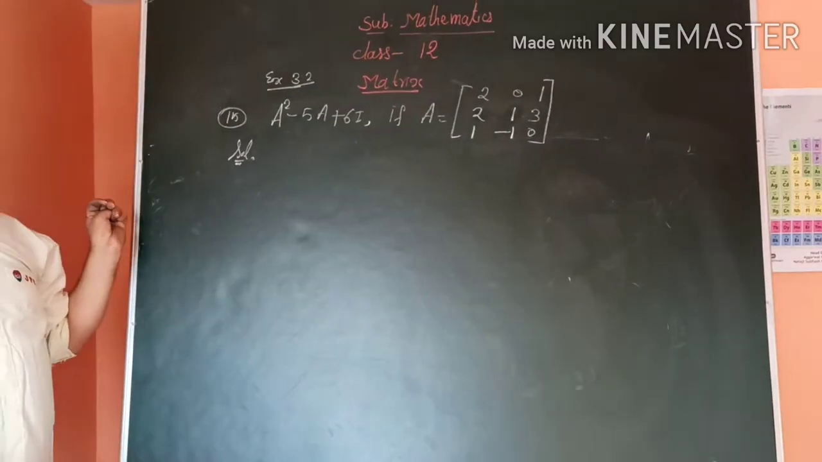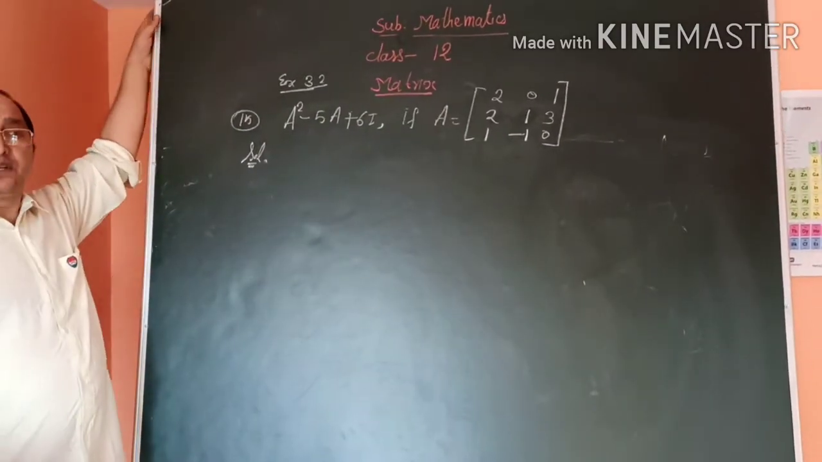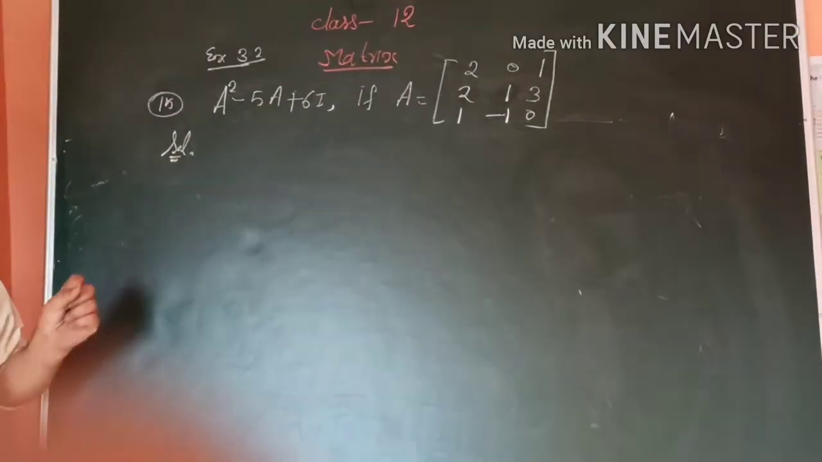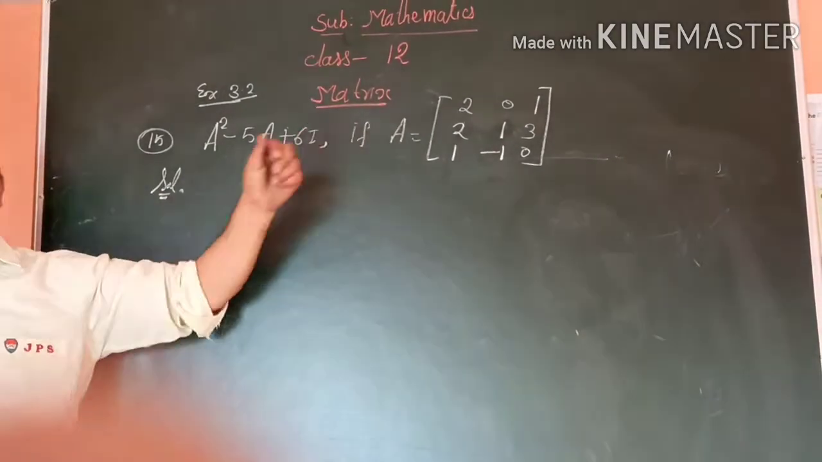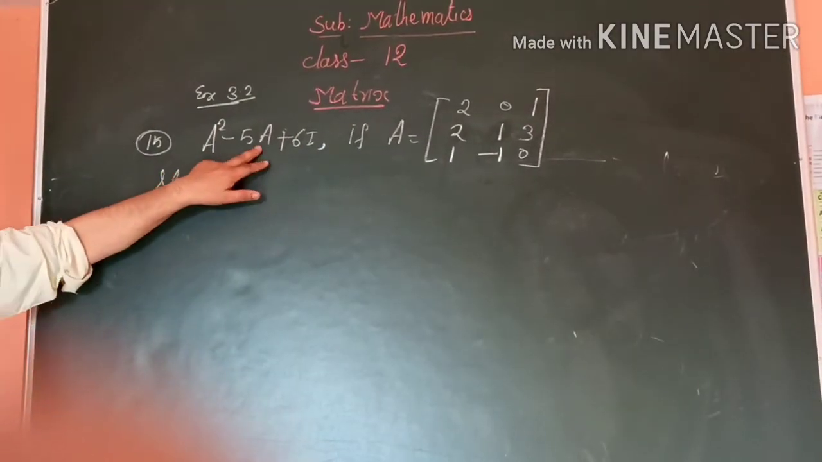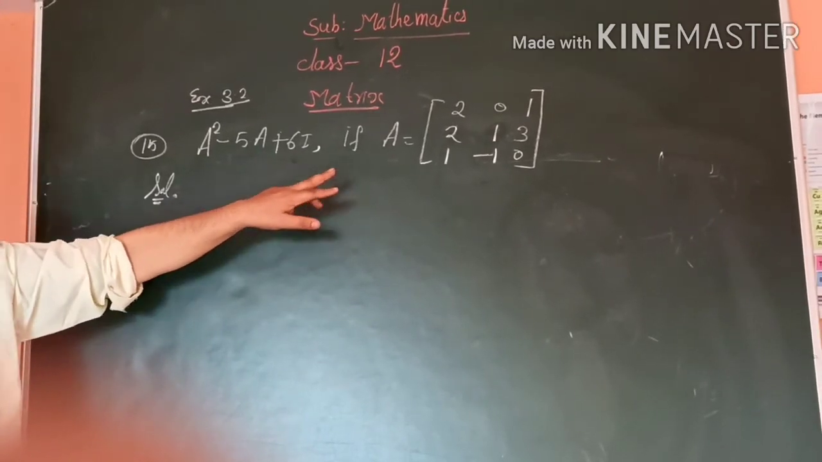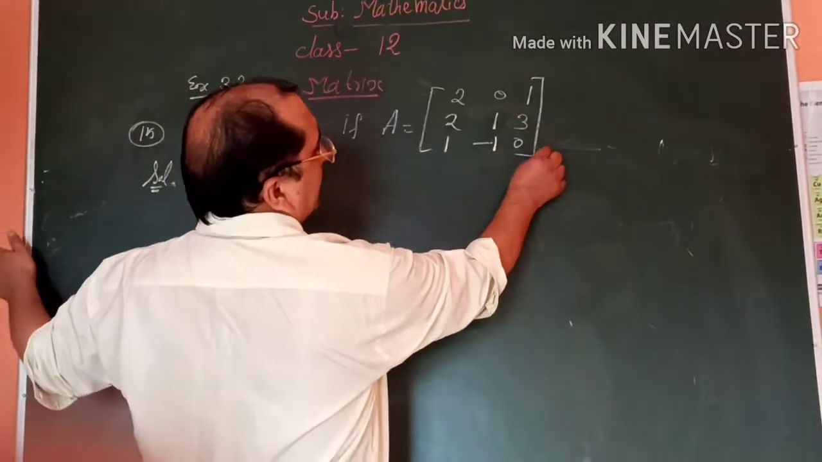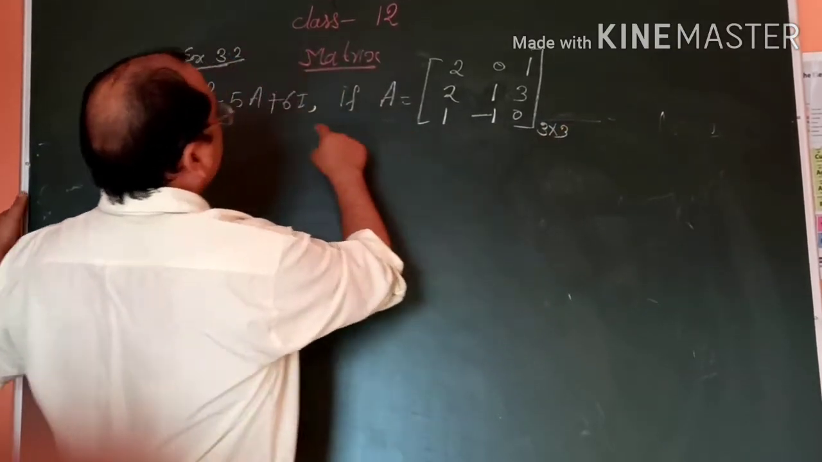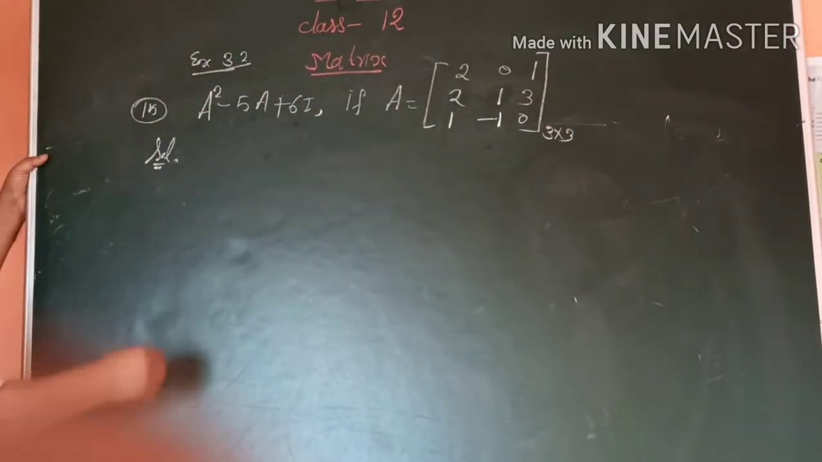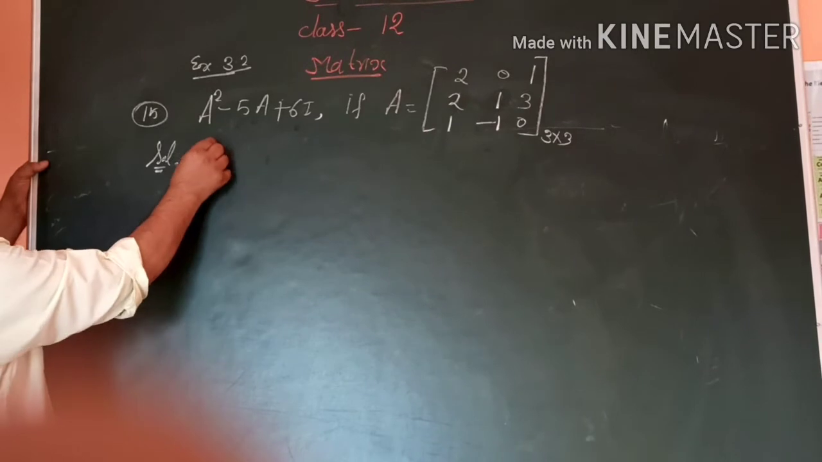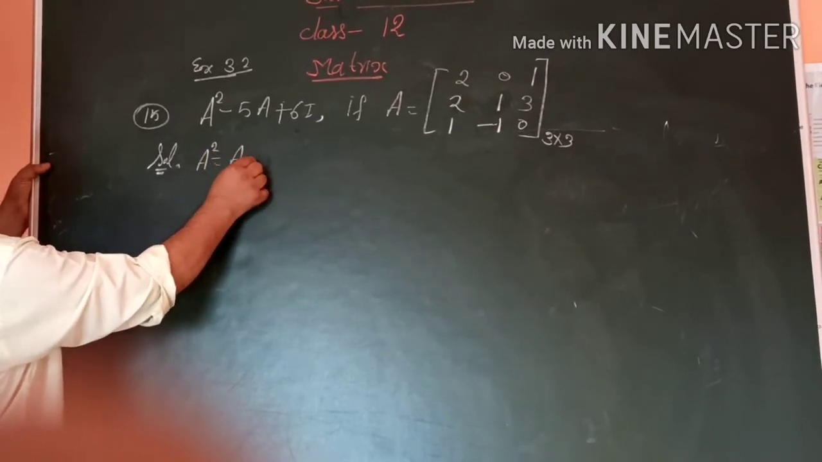Okay, class 12, exercise 3.2. A squared minus 5A plus 6I is to be found if A is given. Here I means the identity matrix, because this is a matrix of order 3 cross 3, so we will take I of the same order, 3 cross 3. First of all we will do A squared. A squared means A into A.